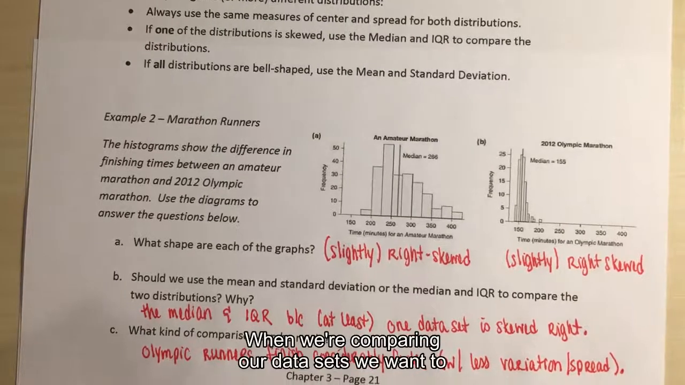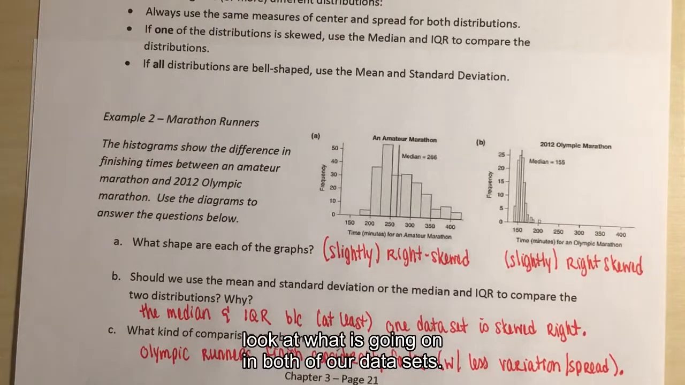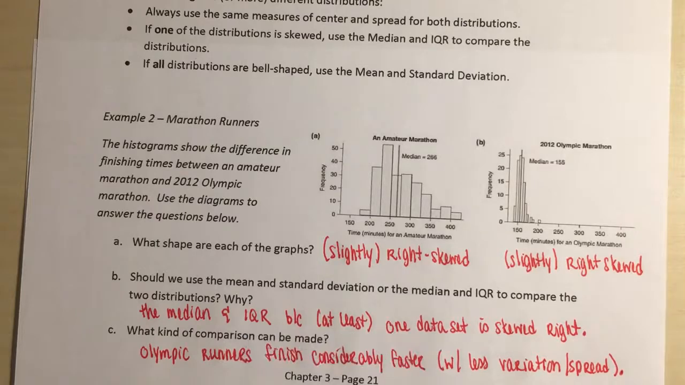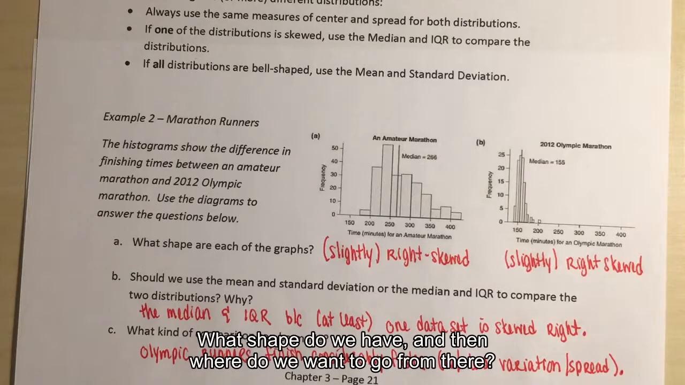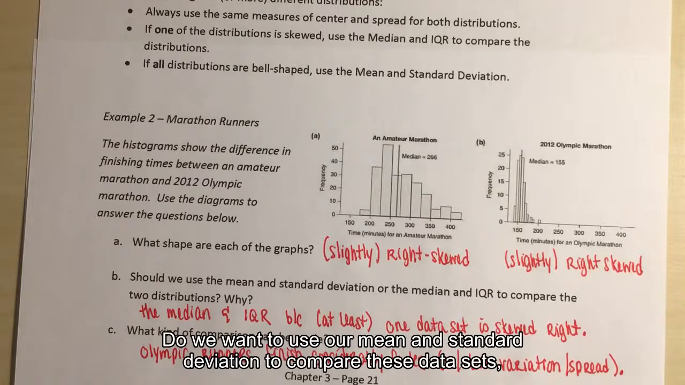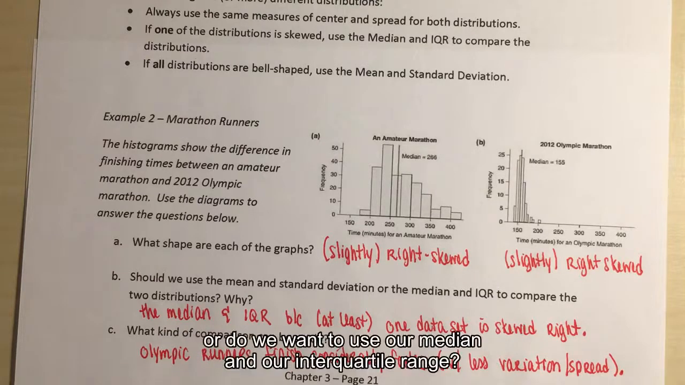So when we're comparing our data sets, we want to look at what is going on in both of our data sets, what shape do we have, and then where do we want to go from there? Do we want to use our mean and standard deviation to compare these data sets, or do we want to use our median and our interquartile range?